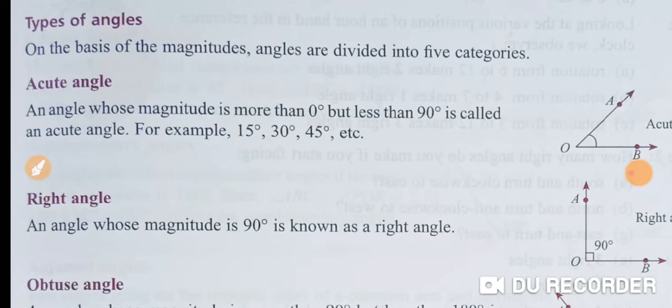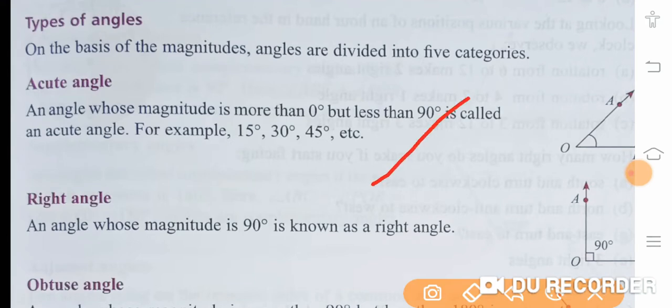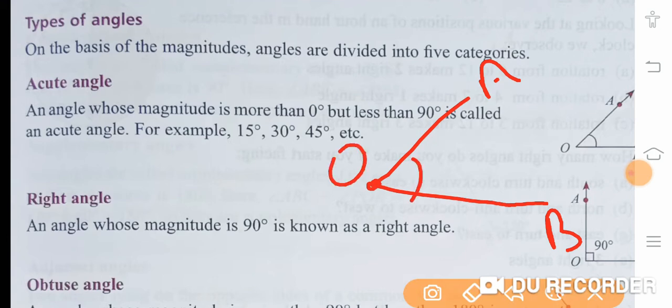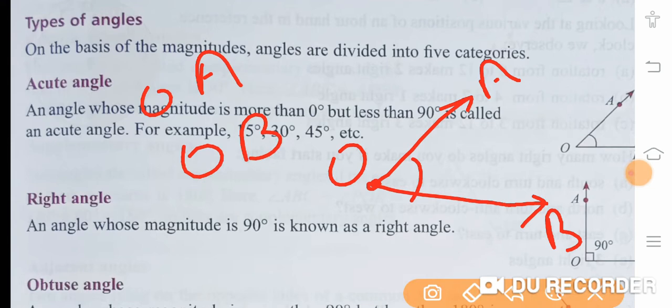For angle, you can say that two rays having the same initial point form an angle. Suppose this is the ray A and this is B. The initial point is O for both. Here you have two rays, rays OA and OB. These both meet at a point O. So this is said to be the angle formed by both rays. That is, in the adjoining figure, rays OA and OB having the same initial point O form an angle.